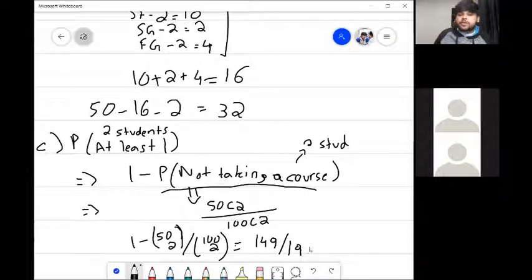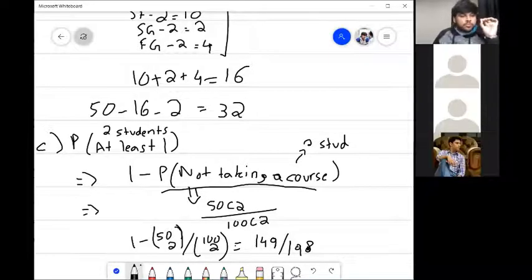I am very confident in this being the right answer, because how else will I do it? But one thing I know for a fact is that this is coming out bigger than 1, a value greater than 1. 149 divided by... 198, sorry, my bad. No, that's fine, it's completely okay, my friend, it's all good. So 1 minus whatever answer I got, which was 49 by 198, right? So the answer is 149 by 198.